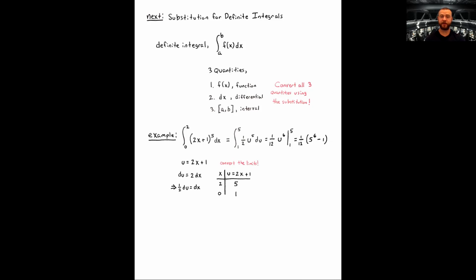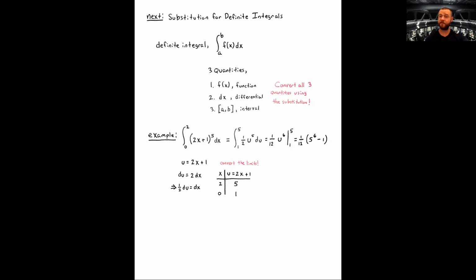And then everything else converts. We get now our integral of 1/2 u to the 5th du. This we can apply the basic power rule. We get an extra factor of 6 in the denominator. Our antiderivative, we can express it as 1/12 times u to the 6th. And then we evaluate that with the new u limits.